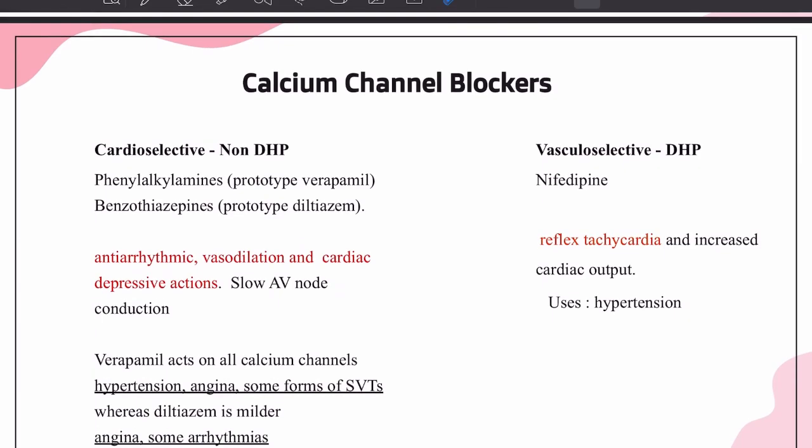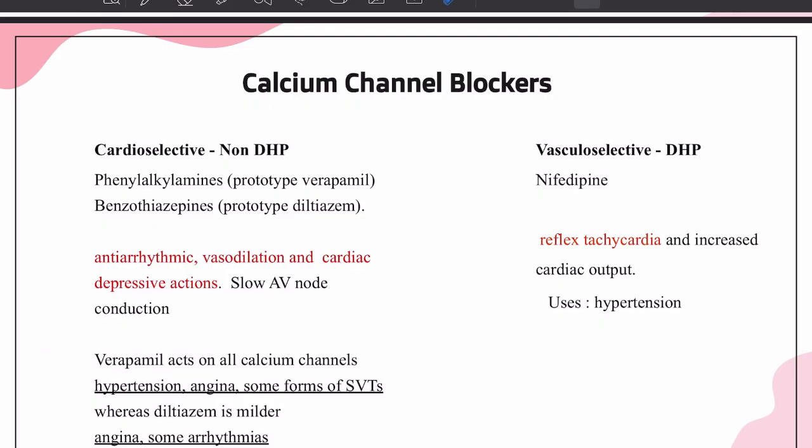Now, calcium channel blockers, we can classify them as 3 groups: phenylalkylamines, benzothiazepines, and dihydropyridines. Or for simplicity, the doctor is not going to ask you about the phenylalkylamine, though you can memorize. But for simplicity, usually this is how it's differentiated: non-dihydropyridines and dihydropyridines. Your non-dihydropyridines are cardioselective. They affect the heart muscle. Verapamil, for instance, acts on all calcium channels, unlike diltiazem, which is the benzothiazepine and is more selective to the heart. So side effects are more associated with verapamil because of how broad it is.